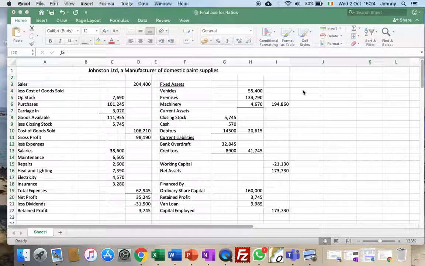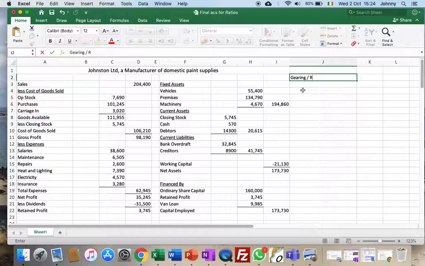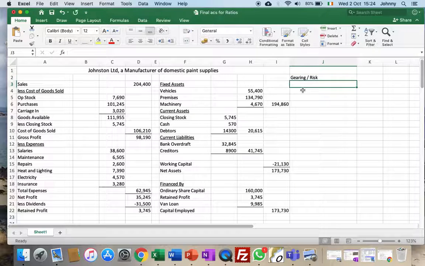Okay, so we're looking at the same questions we had before. This time we're going to look at gearing, which is also known as risk. What it looks at is the way the business is financed. There are two main ways a business is financed.